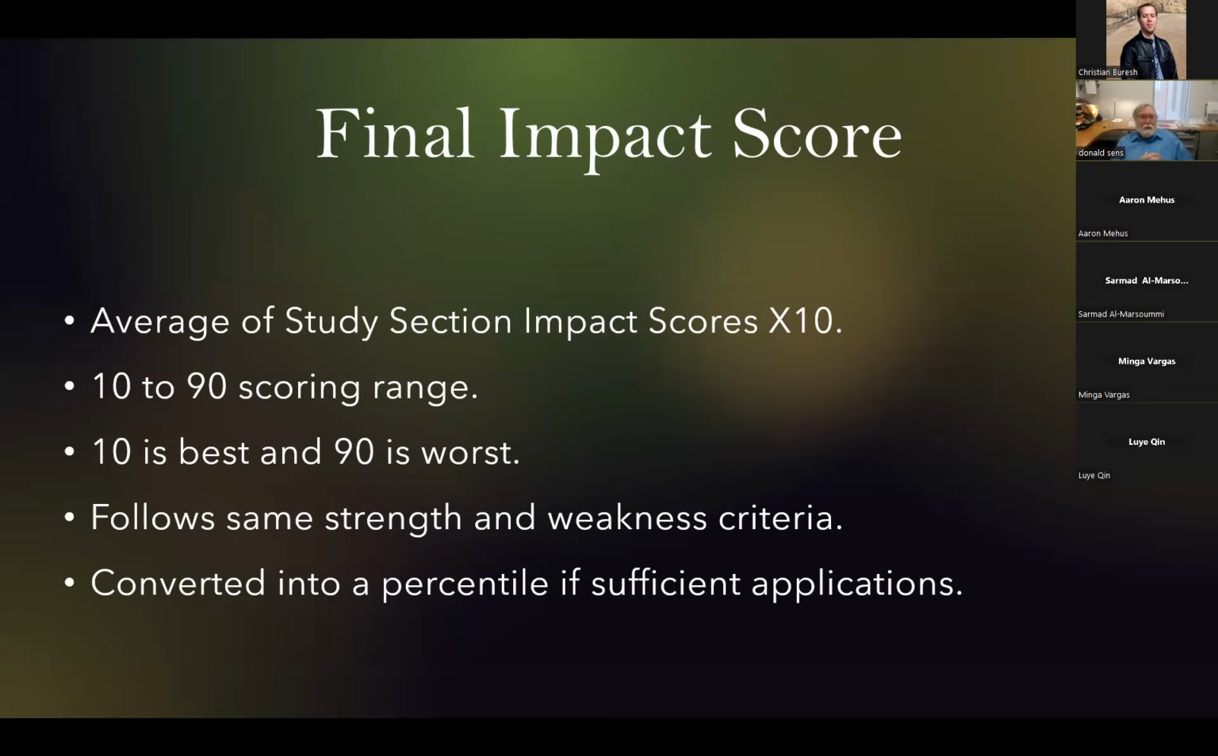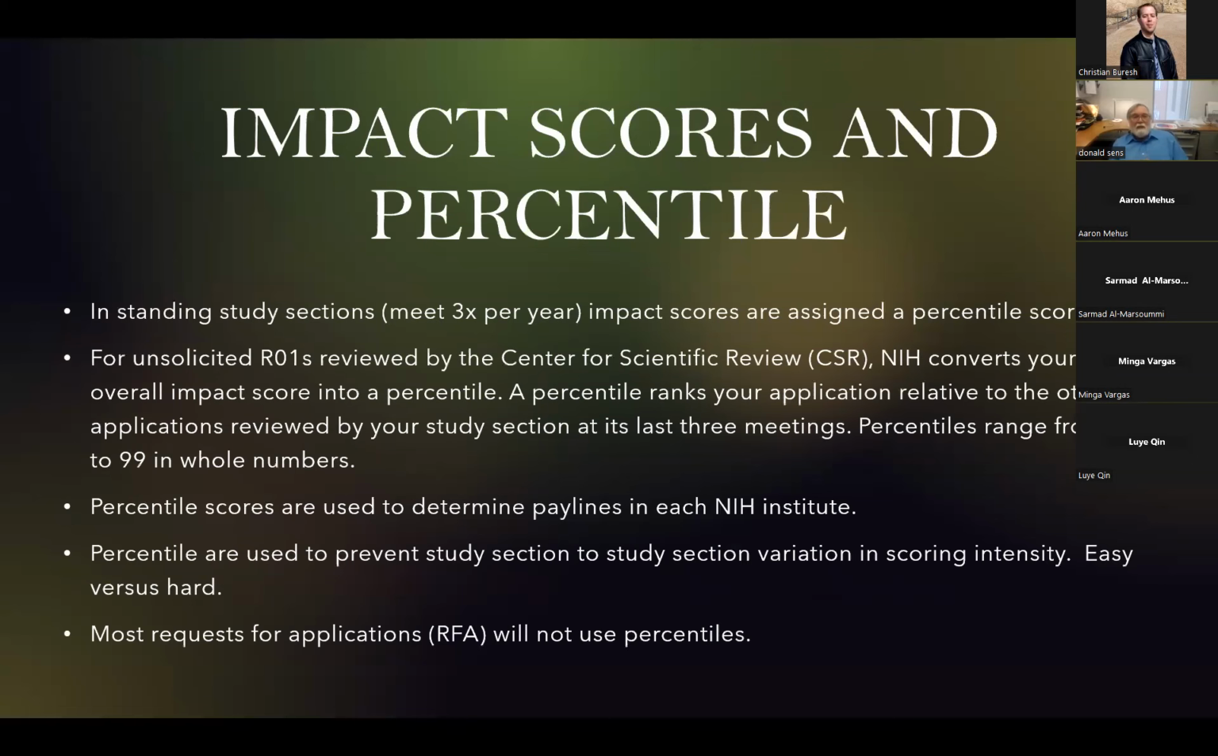And what that percentile score is, next slide, please. So in a standing study section, and that means one that meets 3 times a year and covers the same type of grant area, they're given a percentile score. So for an R01 that you normally send in that's unsolicited, you just decided you wanted to put it in as a grant, they take your overall impact score and they turn it into a percentile. And a percentile just ranks your application relative to other applications by your study section at its last 3 meetings.